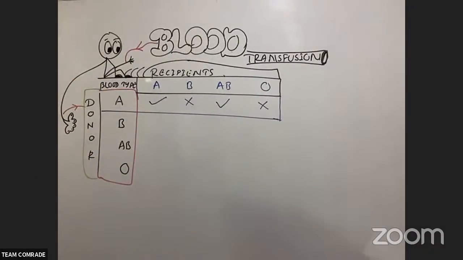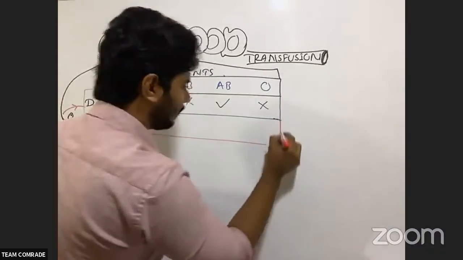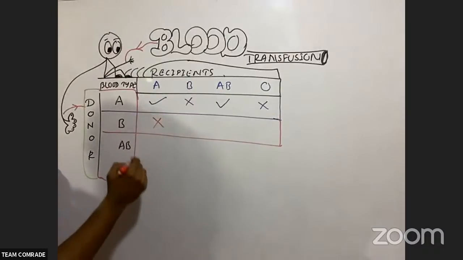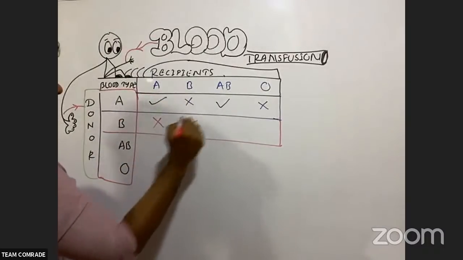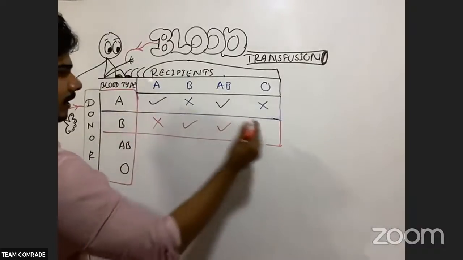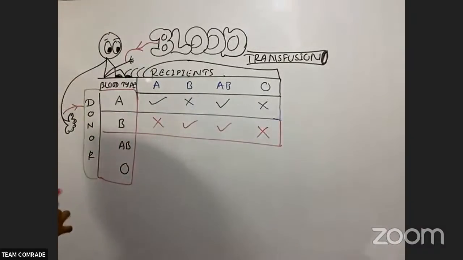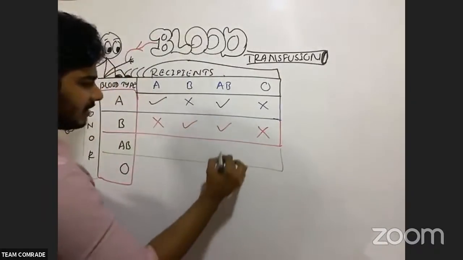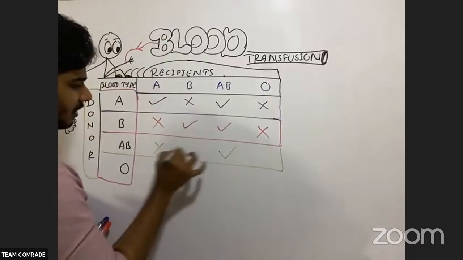Next line. If I have B, I can't give to A. I can give to B people, and to AB, but B can't give to O. If I am AB, I can give only to ABs.